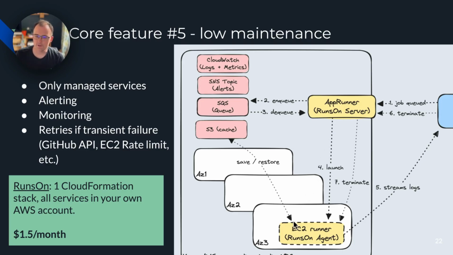And yeah, on the VMs, there is a small RunsOn agent that launches to configure the VM and then register with GitHub. And all that stack, if you have a reasonable number of jobs, costs only about $1 or $2 a month, which is pretty impressive.